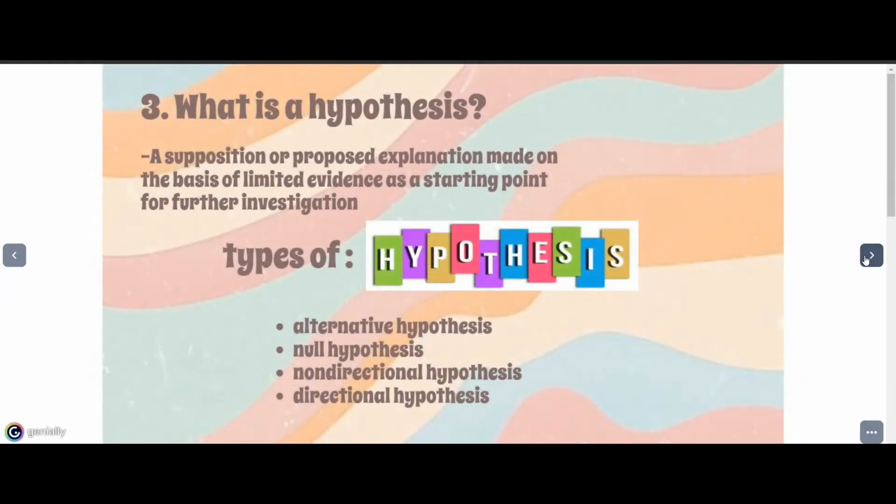3. What is a hypothesis? A supposition or proposed explanation made on the basis of limited evidence as a starting point for further investigation. Types of hypotheses: alternative hypothesis, null hypothesis, non-directional hypothesis, and directional hypothesis.